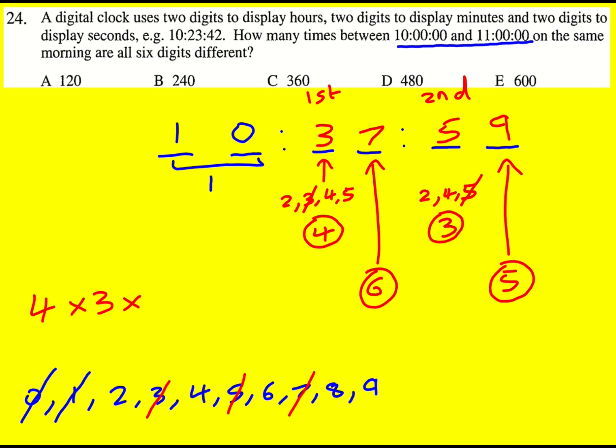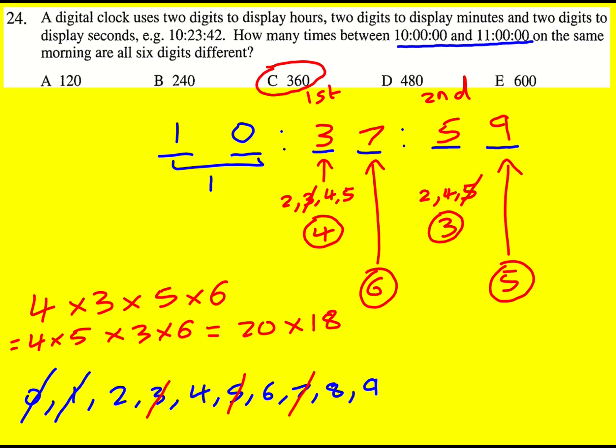And for the product rule of counting, we're going to times these together. So 4 times 3 times 5 times 6. Let's actually do 4 times 5 because that will give 20 times 3 times 6, that will give 18. Which is the same as doing 10 times 18, 180, and doubling it, giving us an answer 360. Great question.